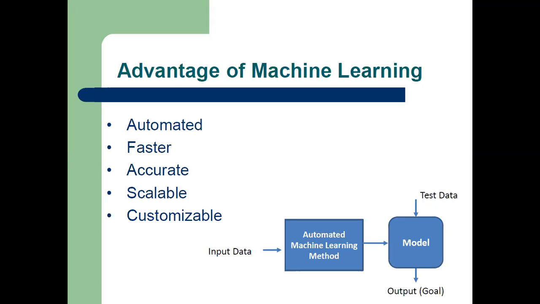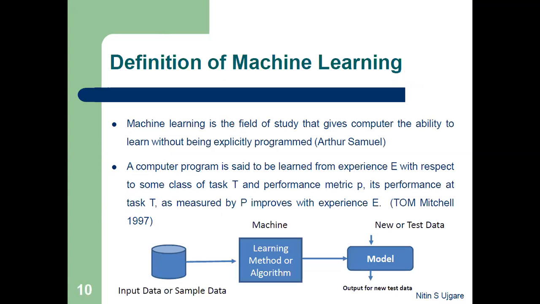So these are the advantages of machine learning models. Now let us see the definitions of machine learning. Machine learning has a wide scope of application, so there are many definitions of machine learning. To understand machine learning, some of these definitions are given as follows. From Arthur Samuel's perspective, machine learning is the field of study that gives the computer the ability to learn without being explicitly programmed.